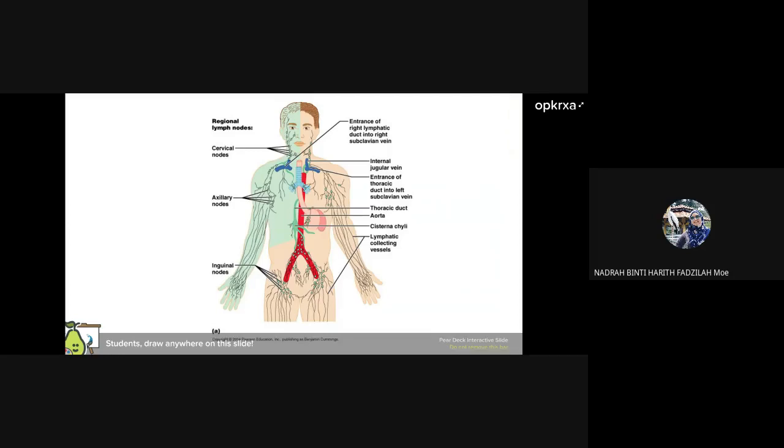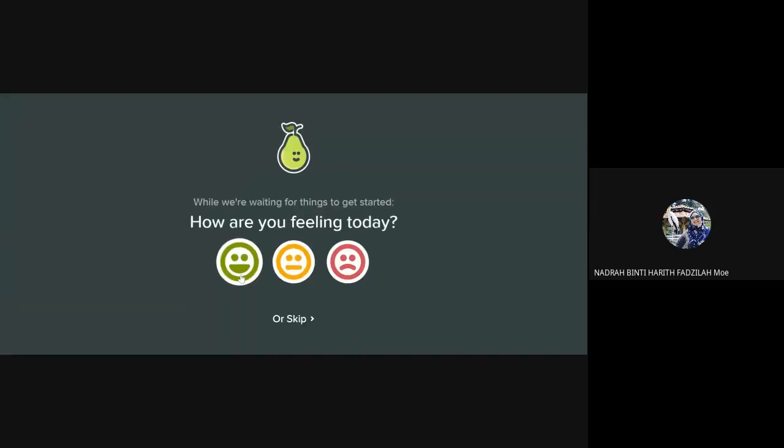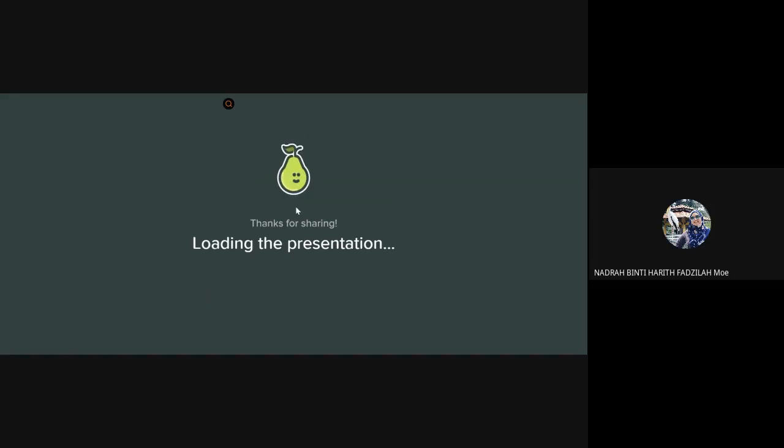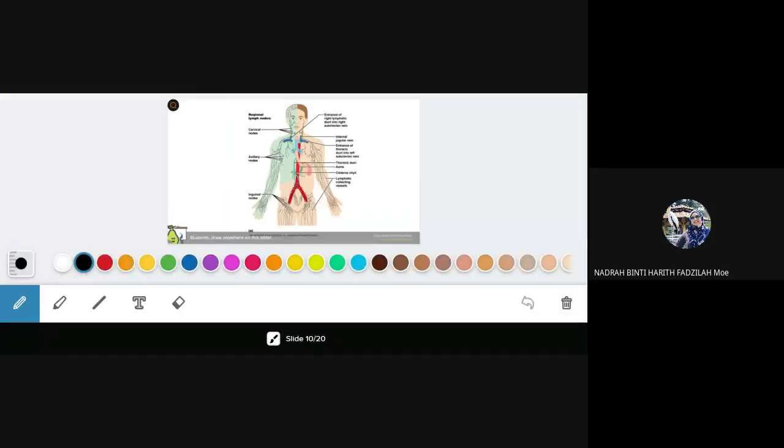Sama juga kalau kita nak tengok, this is an overview of lymphatic system. Cuba tengok pada bahagian bawah tu. Sekejap ya. Saya share saya punya screen. Okay. Cuba kita tengok pada bahagian bawah ni. Oh, I think I choose blue color.